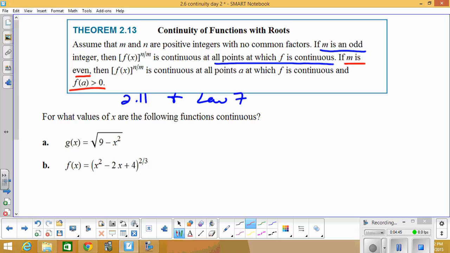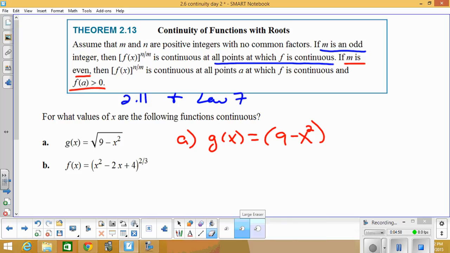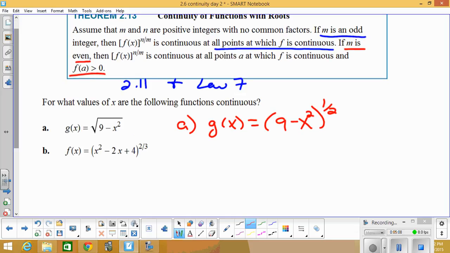So for example, in a, I can rewrite this function in parentheses with an exponent. So I have a rational exponent, which is 1/2. It's the square root. It is where the root is even, so I have an issue going on with this one. So in this one, I want to say that this function has to be greater than 0. Or it could be equal to, actually. So let's say it's greater than or equal to 0.